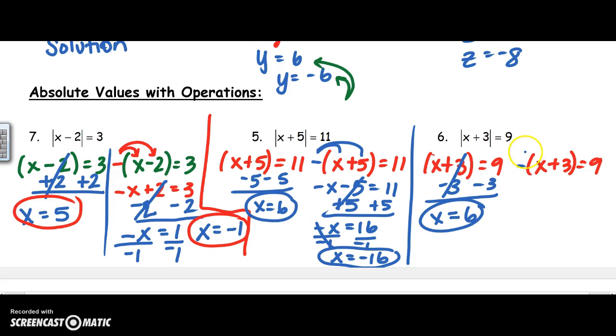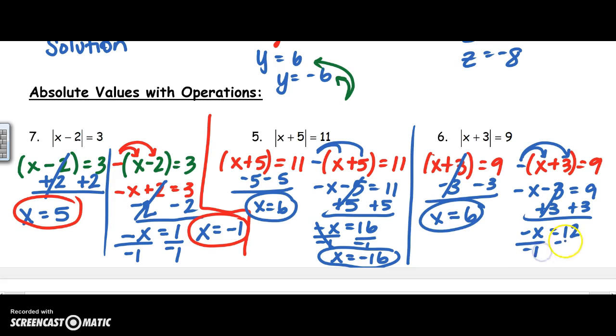And over here, you again would distribute your negative, so you have negative x minus 3 equals 9. Get rid of that number first, so we do its opposite operation, which in this case is positive. So 9 plus 3 is 12. And you would divide by that negative 1 to get x to be positive. And I'm going to squeeze this in. x is negative 12. And those are your two answers.